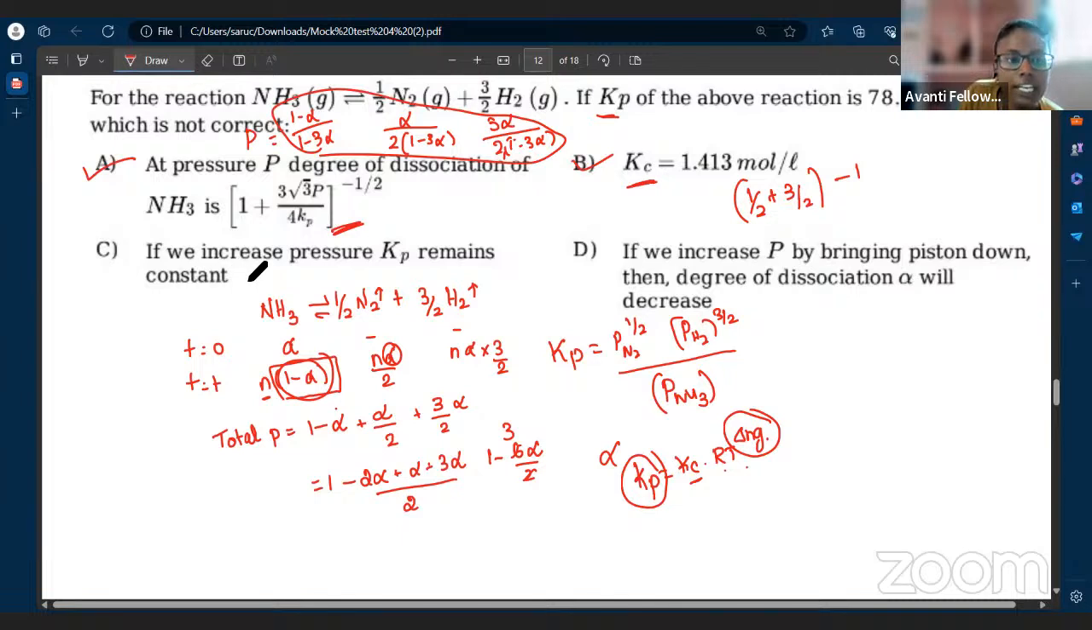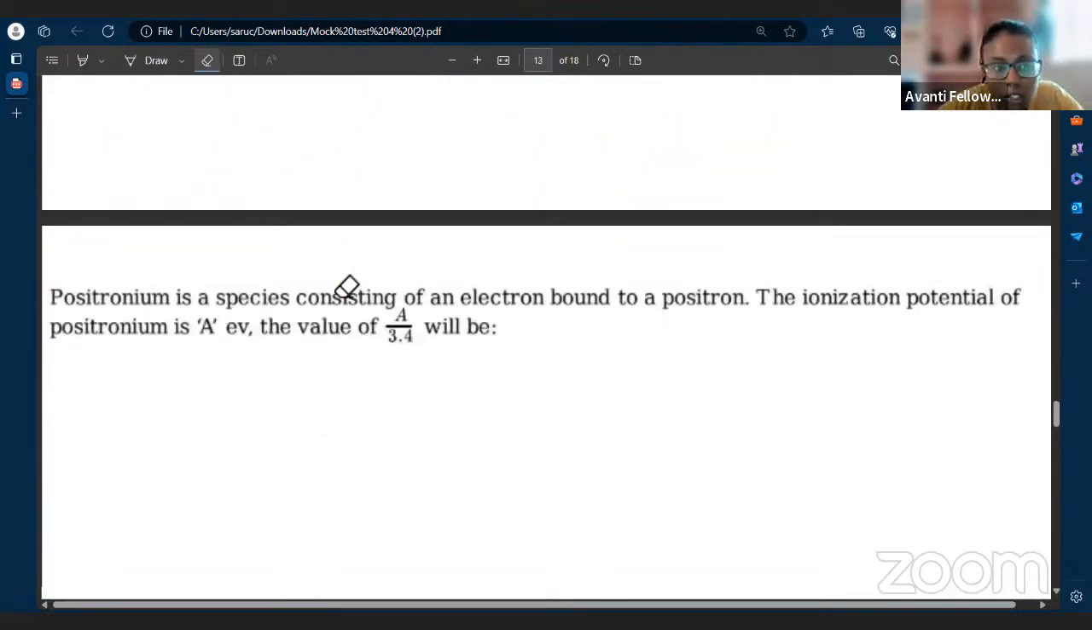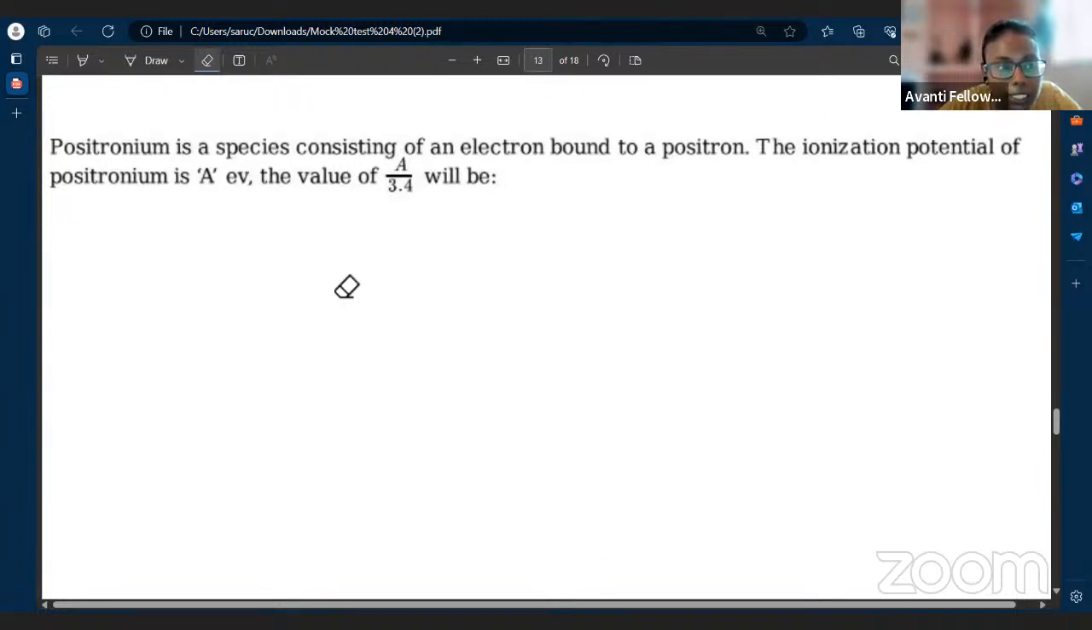Now, if you increase the pressure, will the Kp remain constant? From this, you can see that when you increase the pressure, Kp will not remain constant. So option C is going to be the incorrect statement, while A, B, and D are the right ones. Just evaluate it. I have given you the hint for this question. So moving to the next question.